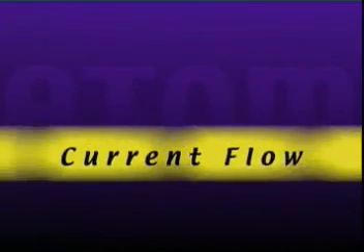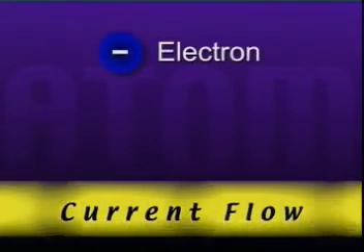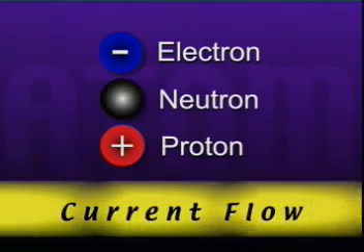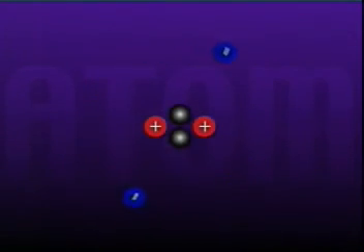Let's get started with a very basic description of current flow. Inside an atom, different particles have specific electrical charges. Electrons carry a negative electrical charge. Protons carry a positive charge. Neutrons are electrically neutral. Under normal conditions, there are an equal number of protons and electrons within the atom, and it is electrically balanced. But it's possible to add or subtract electrons from the atom.